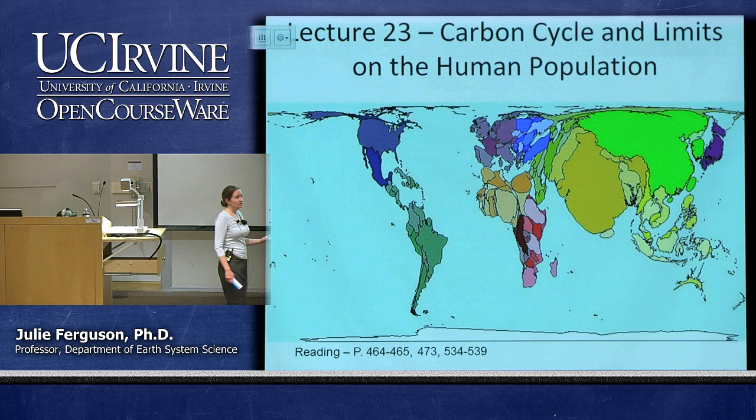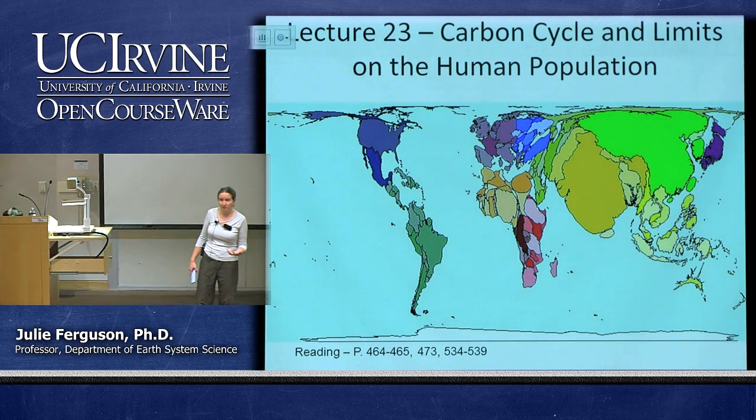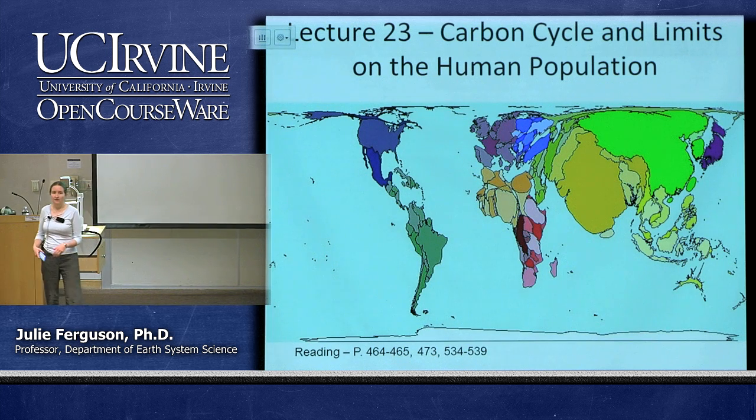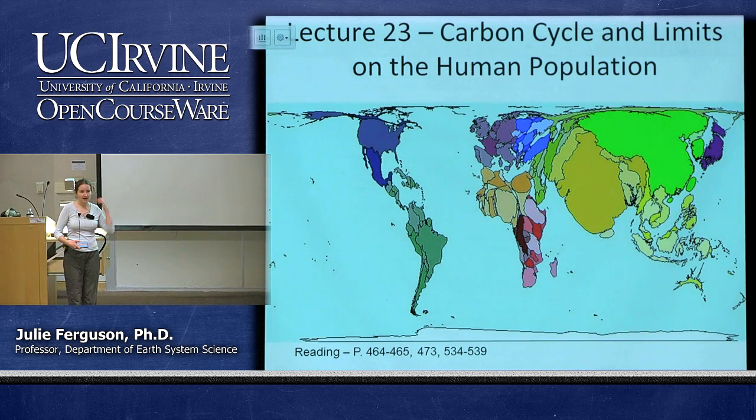We are now an enormous population. If we weren't such a big population, we could probably do what we wanted to a certain extent, and we'd never be able to have the effects that we're seeing globally.